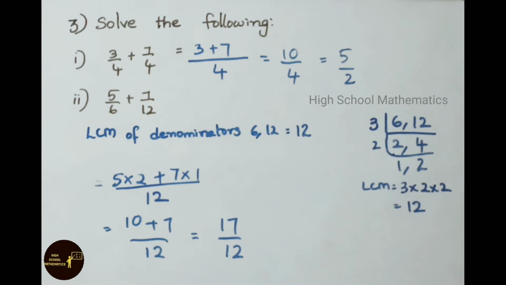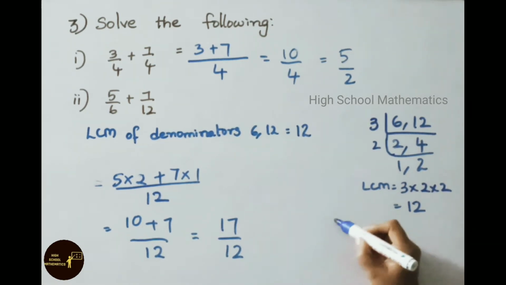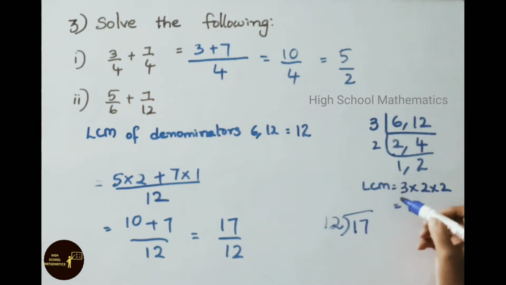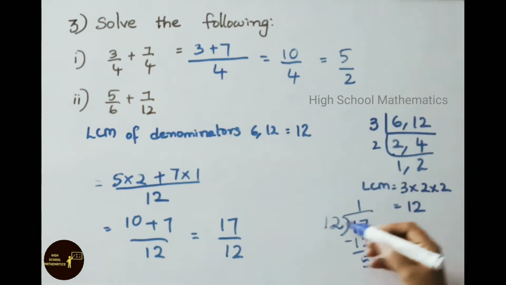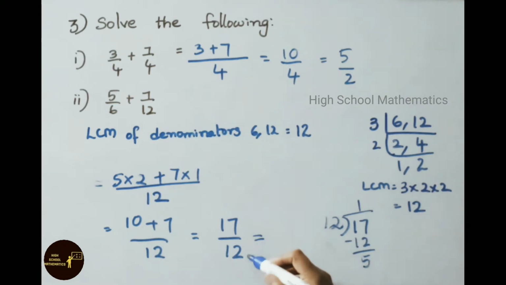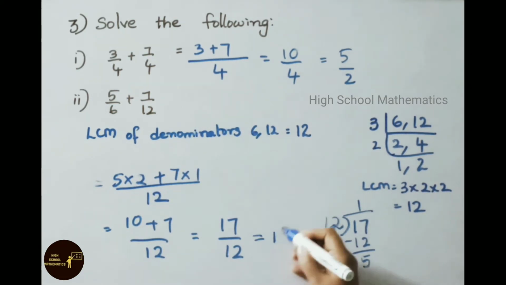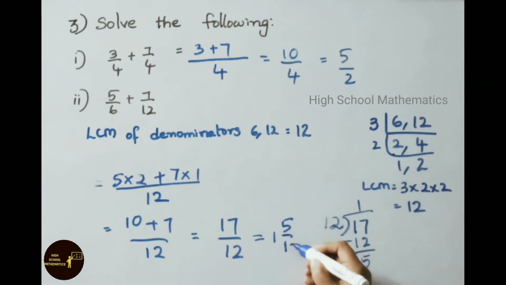This can be simplified further. This fraction is an improper fraction. This can be converted to a mixed fraction by doing division. 12 table, 12 ones are 12. 17 minus 12 is remainder 5. So the answer is 1 5 by 12. So 17 by 12 we converted to the mixed fraction 1 5 by 12.